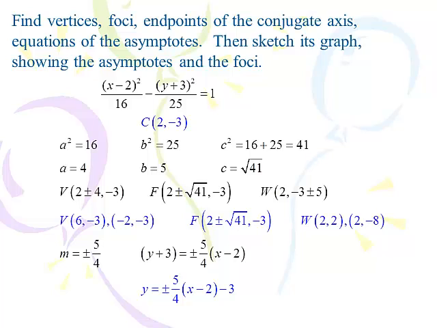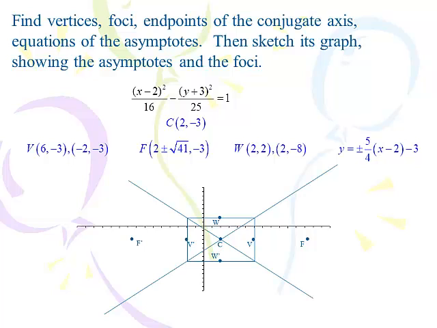All right, let's wrap this up. So we go ahead and sketch everything, and I put in my auxiliary rectangle by going through the vertices and the endpoints of the conjugate axis. And again, I'm marking these off from the center. I extend those diagonals, and then I'm going to use those as my guides as I swoop in and swoop out. All right, use those asymptotes as your guides, and just make sure you go through the vertices.